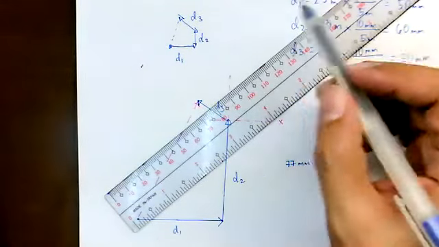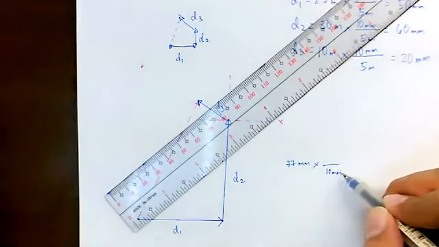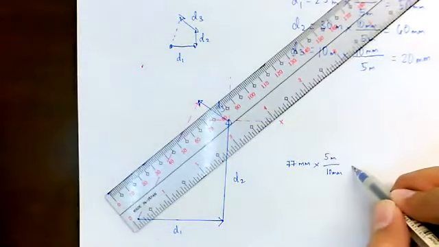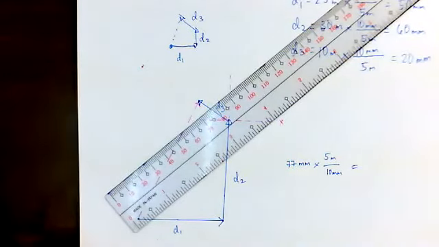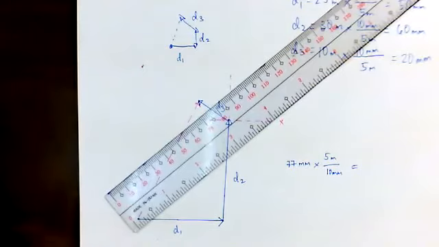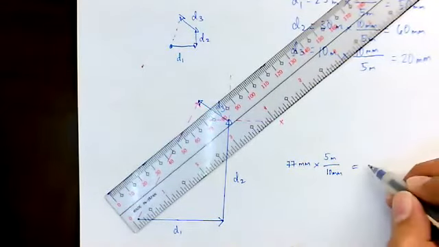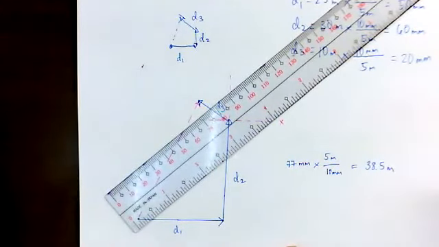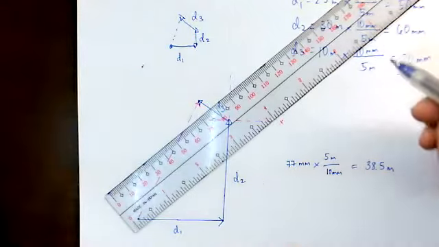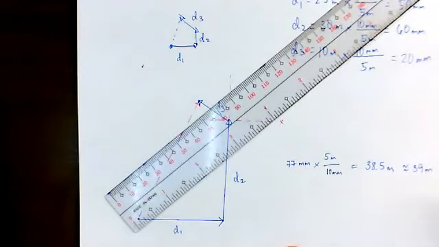And then I scale back. Since 10 millimeters is 5 meters, using your calculator, 77 times 5 divided by 10, you will get 38.5 meters. Assuming that this is two significant figures, your answer will be 39 meters.